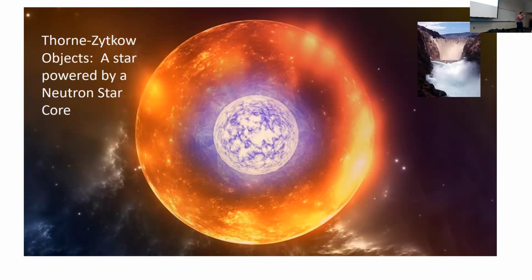Bondi-Hoyle accretion. So you have a neutron star. It's falling into this, spiraling into this star, its companion. How do you estimate how much material accretes onto it? There's a fairly simple estimate that you can do.